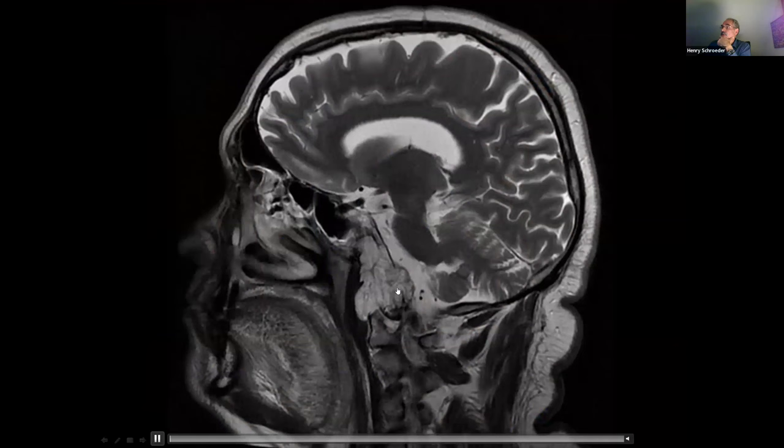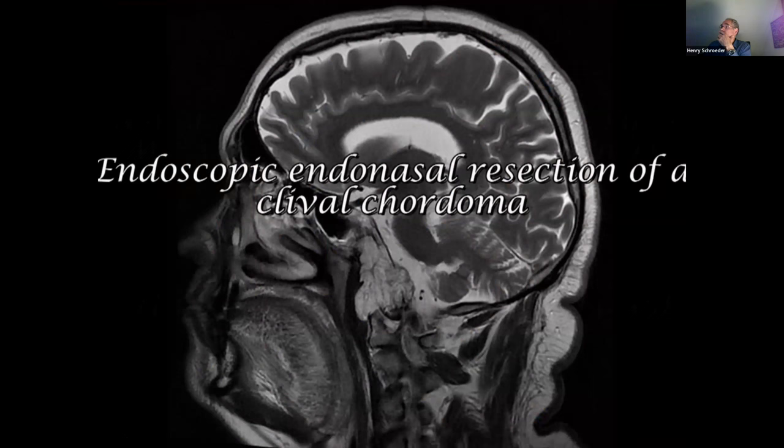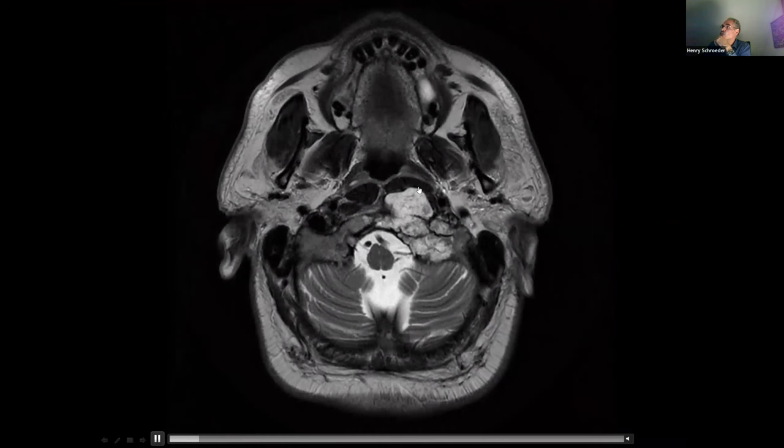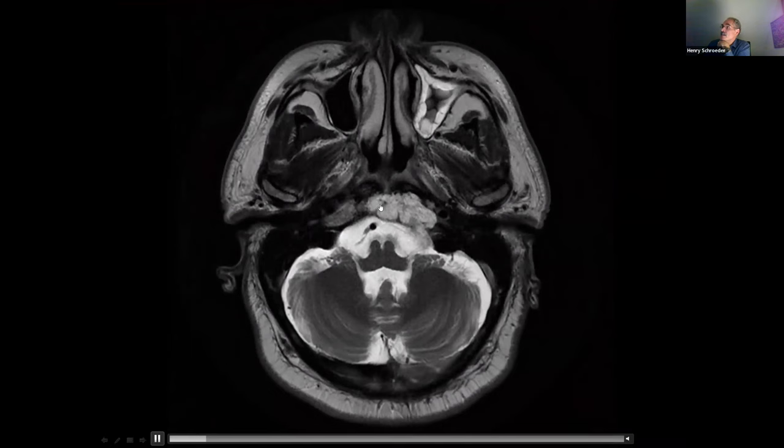This is one example I want to show you. This was a 54-year-old male who presented with abducens palsy and neck pain. And you see here in the lower clivus and the lateral part of the foramen of Monroe, you see a mass moderately enhancing in T2. It's bright, it's typical for a chordoma. And you see it extending from the clivus to the condyle on the left side.